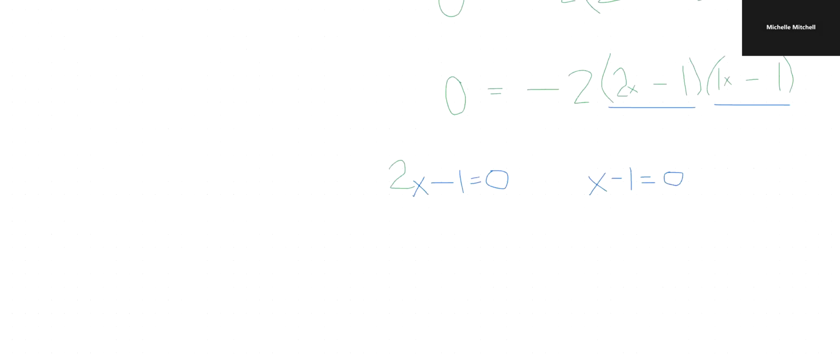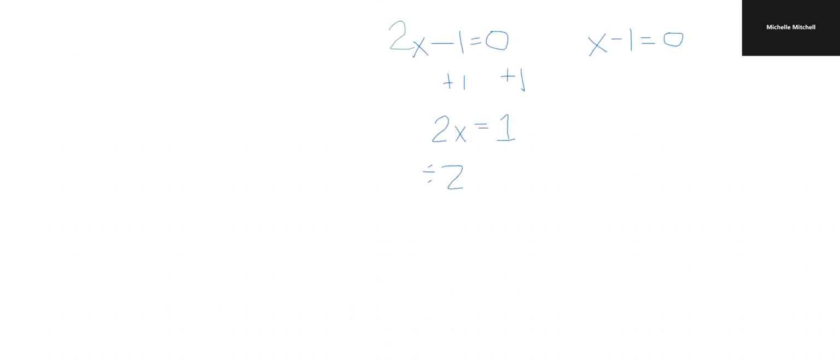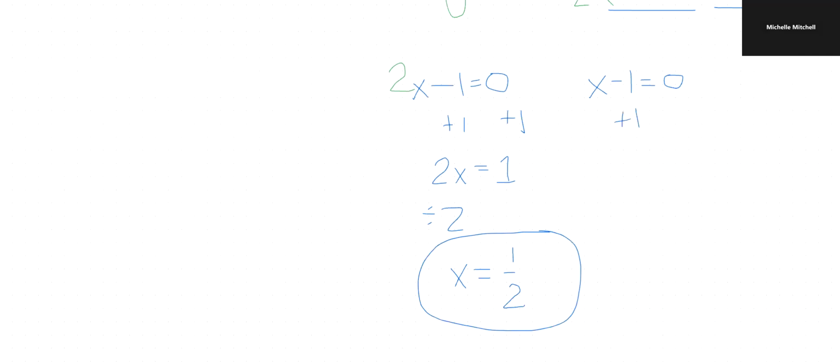Here I'm going to add 1 to each side. 2x equals 1, sorry, I dropped that 1. Well, now I'll just divide by 2. And I will get x equals 1/2. Okay, x equals 1/2. That's one of my answers. The other answer is going to be plus 1, x equals 1. Okay, so my answers are x equals 1 and 1/2.